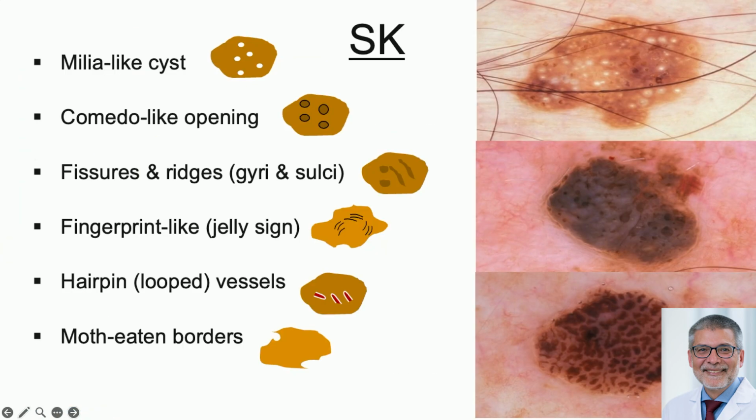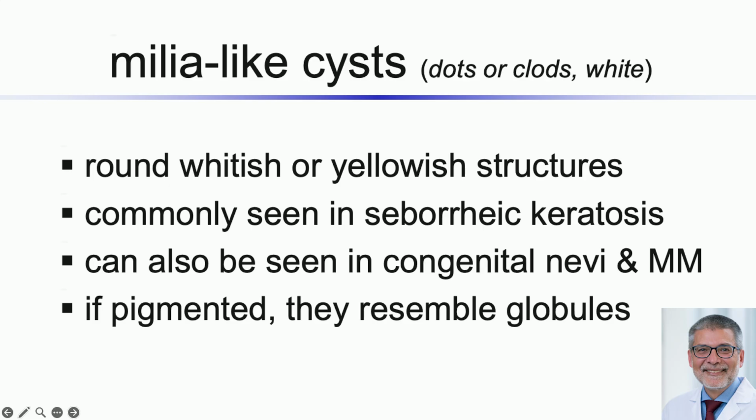Okay, what about seborrheic keratosis? So seborrheic keratosis has a constellation of findings on dermoscopy as well. Remember, clinically, they are well-demarcated lesions, have a keratotic surface, and then on dermoscopy, what they reveal are milia cysts, comedo-like openings, the invaginations known as your sulci and the raised portion gyri, so gyri and sulci. In irritated seborrheic keratosis, you can have a hairpin vessel known as a looped vessel with a whitish halo, and very early seborrheic keratosis or a solar lentigo on its evolutionary path towards a seborrheic keratosis will have moth-eaten borders as well.